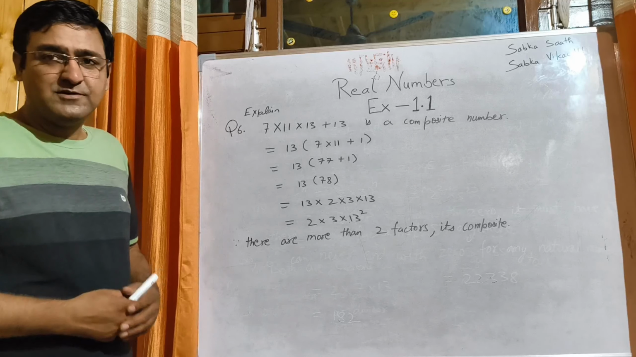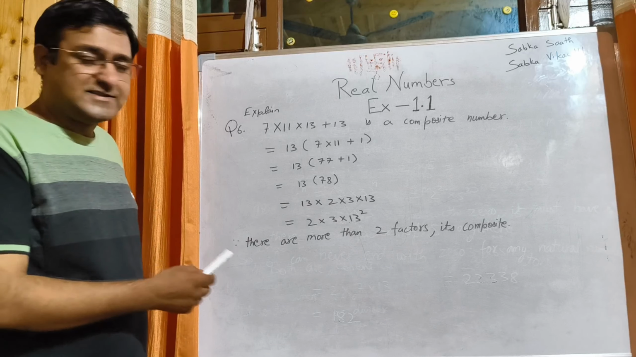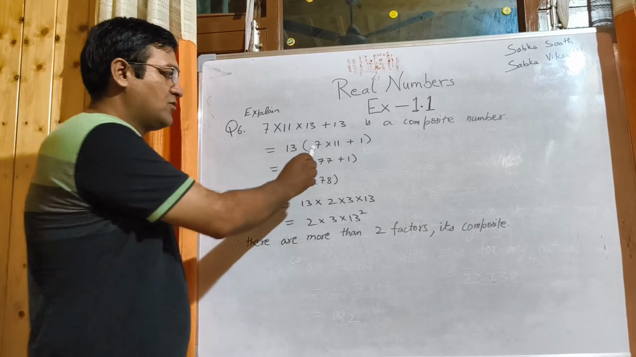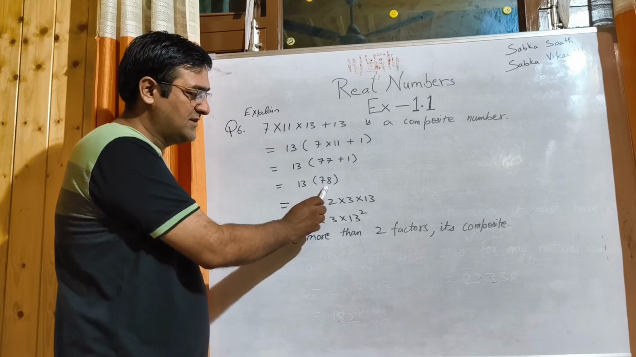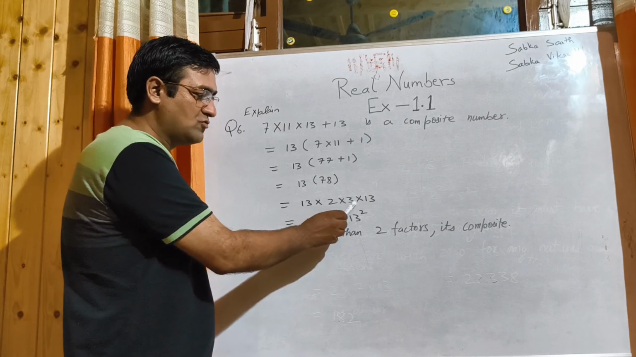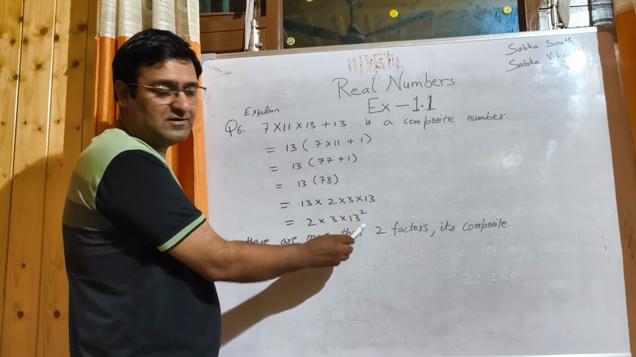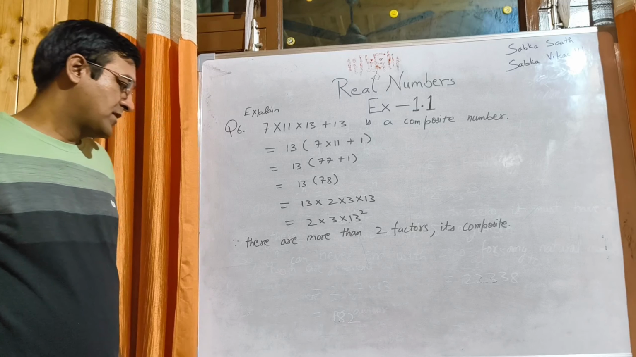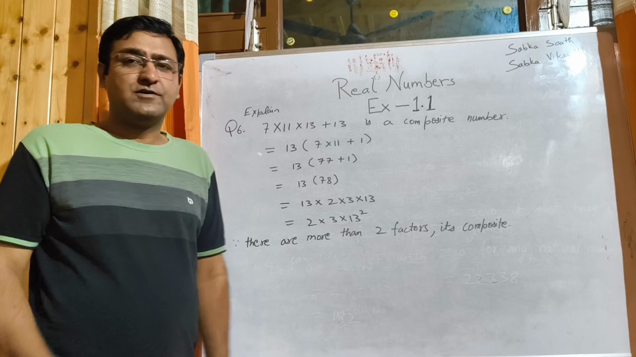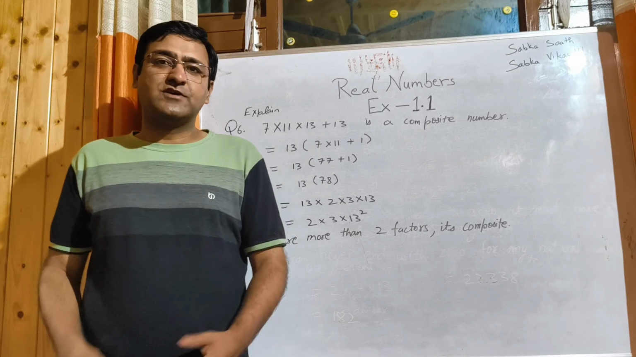So in order to solve this, let us first of all see 13 is common in both of them. So let's take 13 common. So we are left with 7 into 11 plus 1. 7 into 11 is 77. 77 plus 1 is 78. And we'll make the factors of 78, which would be 2 into 3 into 13. So 2 into 3 into 13 is here, and 13 is here. So we can write it as 13 square. So since there are more than 2 factors, therefore it is a composite number. In case you have forgotten what are prime numbers, what are composite numbers, you can check our earlier videos regarding this.